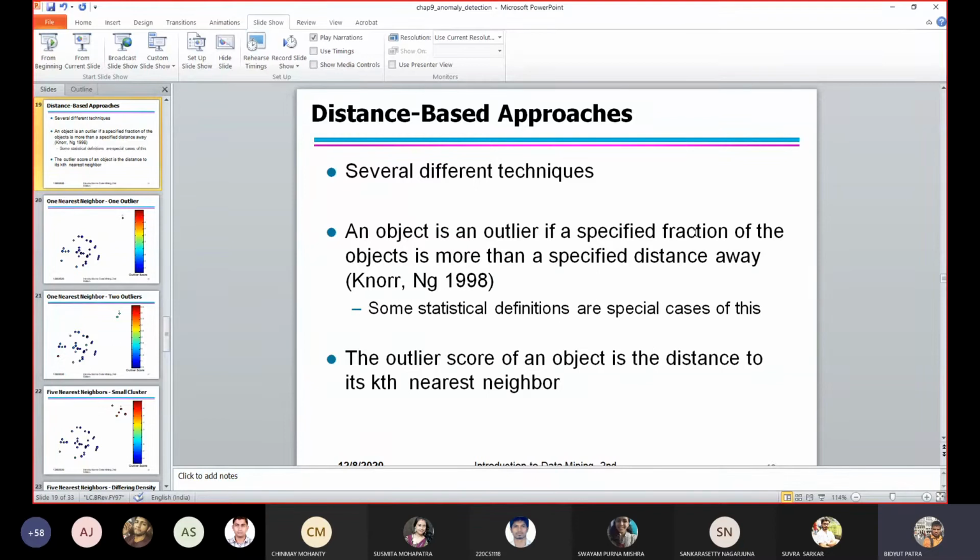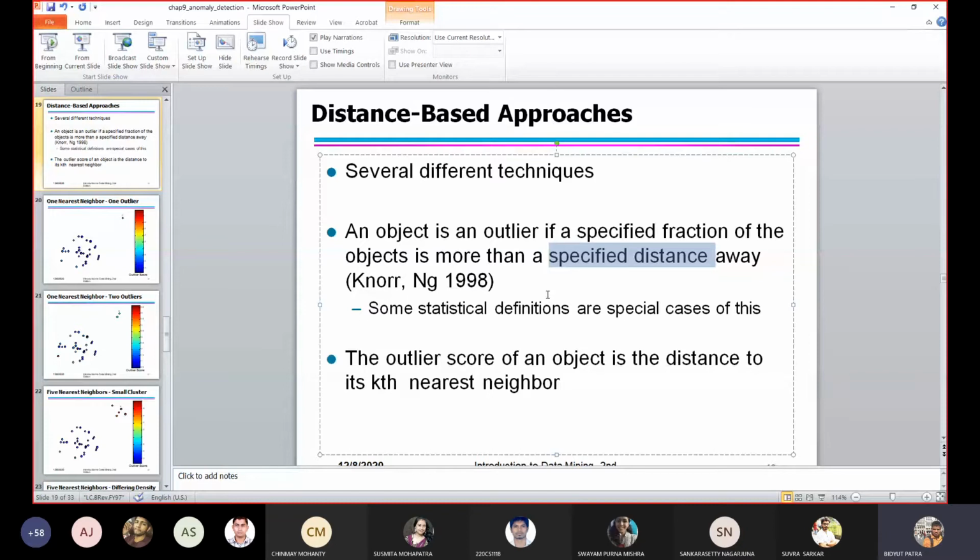If you see this definition, there are two parts. One is a specified fraction of the objects. That means if you have 100 objects, an object is an outlier if 80% of the objects are more than a specified distance, let's say t, away from it. Then that object will be considered an outlier.